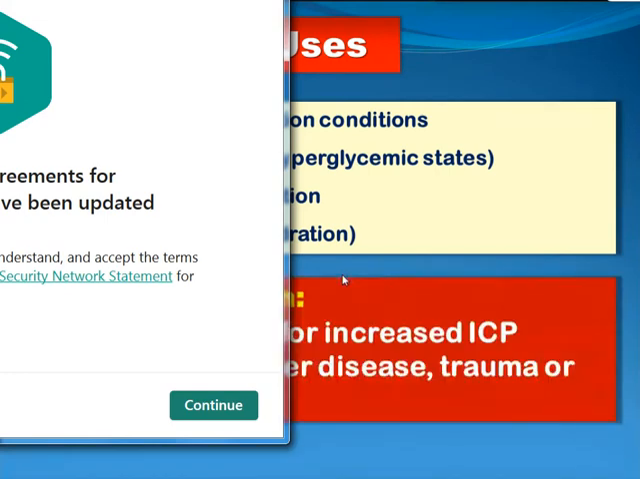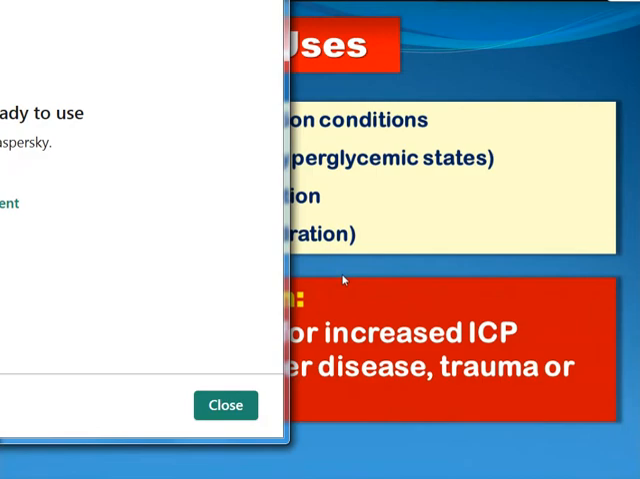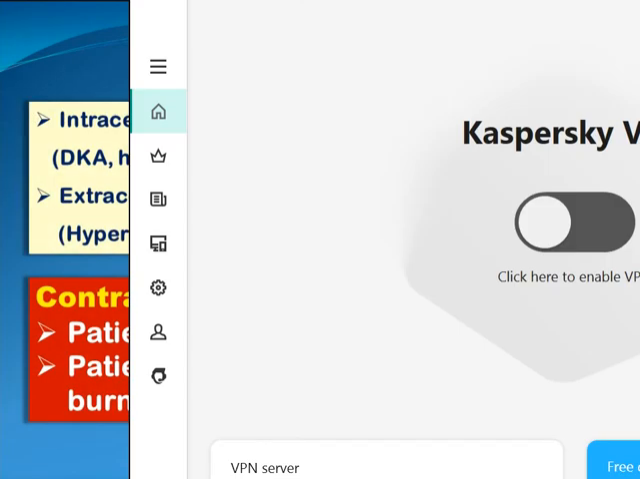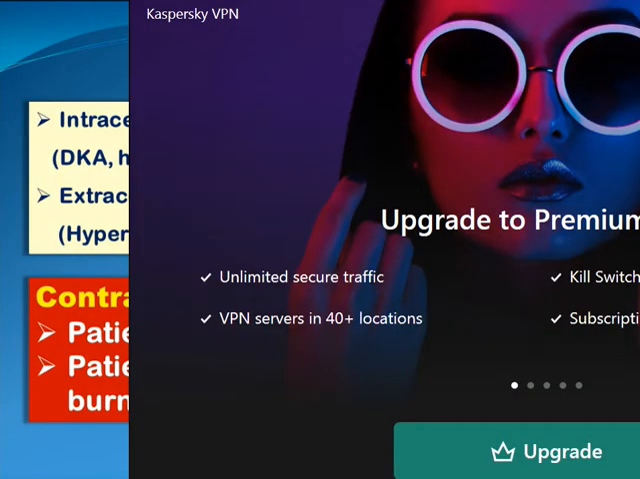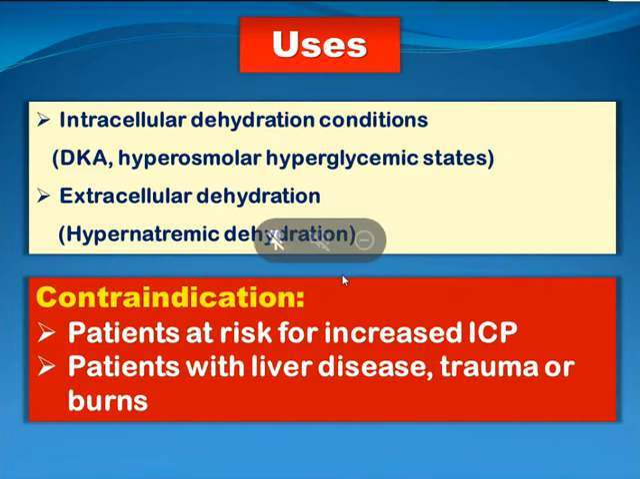While for the contraindications of hypotonic fluid, in those patients with risk of increased intracranial pressure, of course, we can't use it because it will increase the cerebral edema. And in those patients with liver disease, trauma, or burns, we also can't use the hypotonic fluid, whether it is half normal saline or its derivatives.